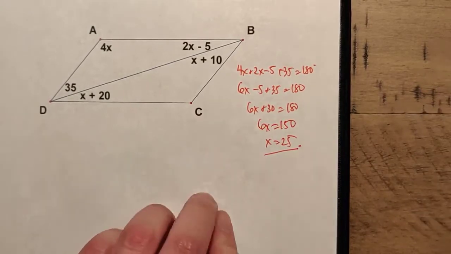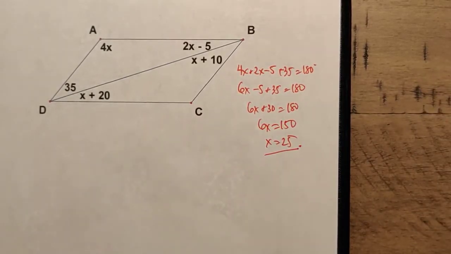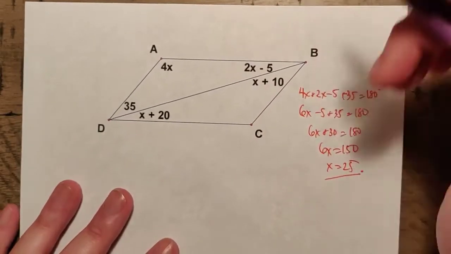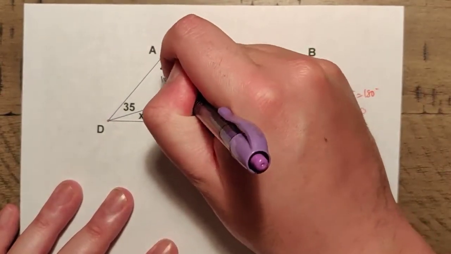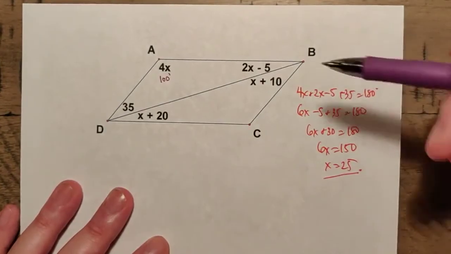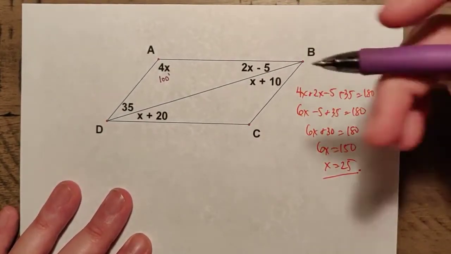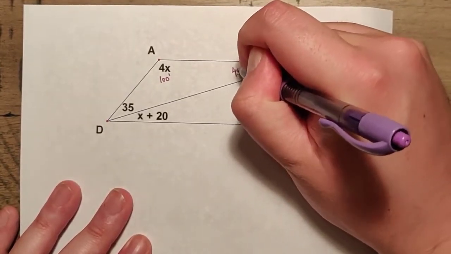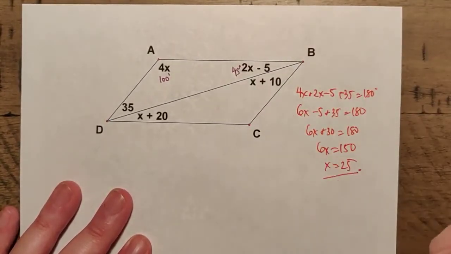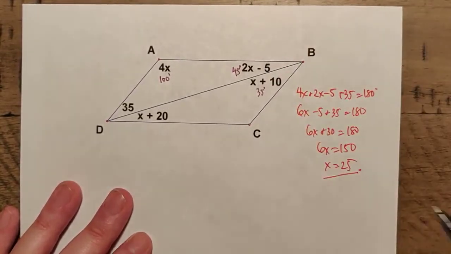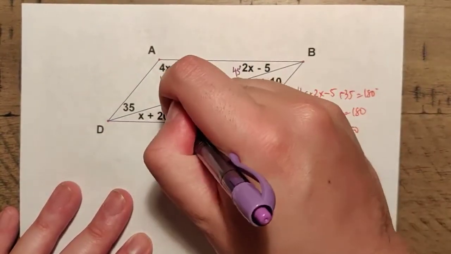Pretty straightforward, 25. Okay, so that's good, because now I can take the 25 and put everything into the picture here. So let's go back and fill everything in. So it's pretty clear that this is going to be 100 here, right? So I'll fill it in purple. I've got 2 times 25 minus 5. Well, double 25 is 50. 50 minus 5 is 45. So this is a 45 here. Okay. I have an x plus 10 here. So that's 25 plus 10, which is 35 here. That looks pretty good. And then we have 25 plus 20. That puts a 45 down here.